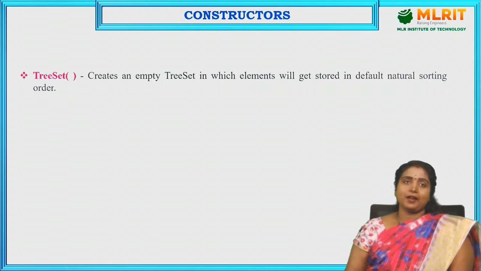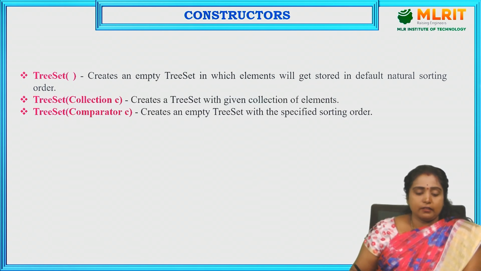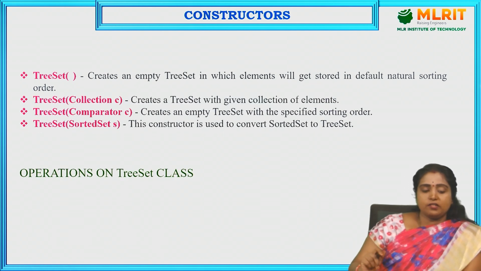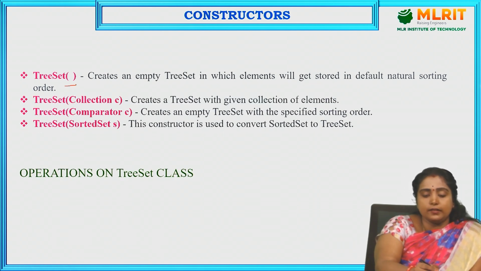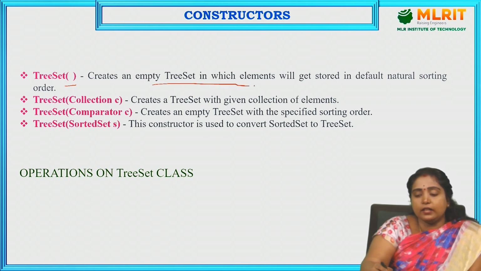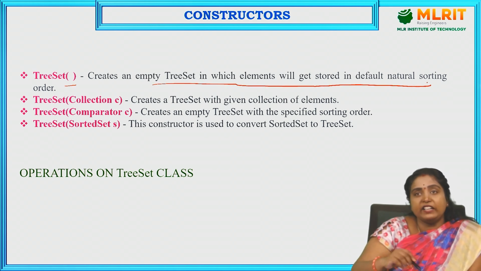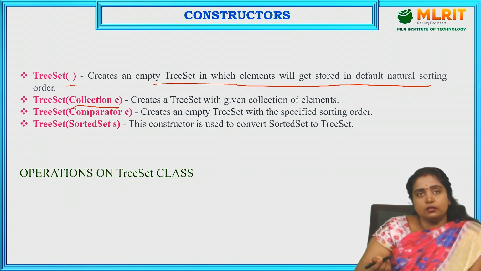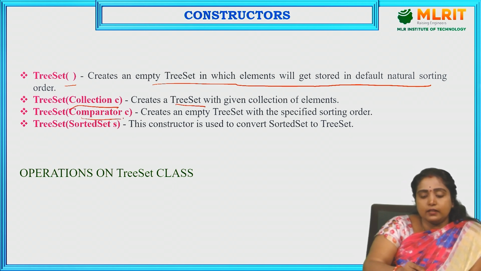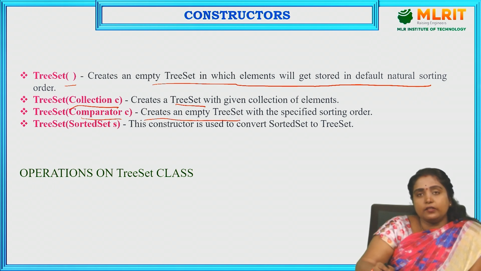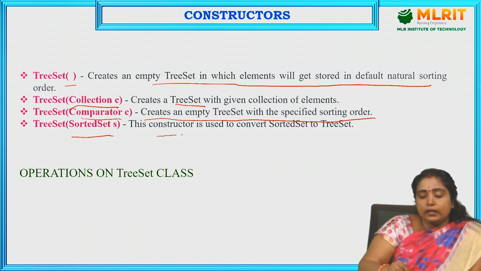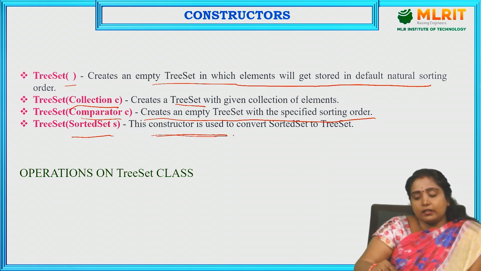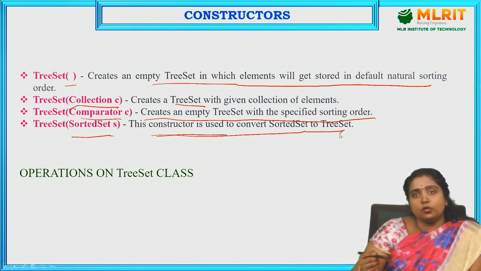Coming to the constructors, there are four constructors of TreeSet. The first one is the empty constructor. It will create an empty TreeSet, and elements will get stored by default natural sorting. Then you can give a collection, whose elements will be stored in a TreeSet. With a comparator, it will create an empty TreeSet with the specified sorting order. And with a SortedSet, this constructor is used to convert a SortedSet into a TreeSet.